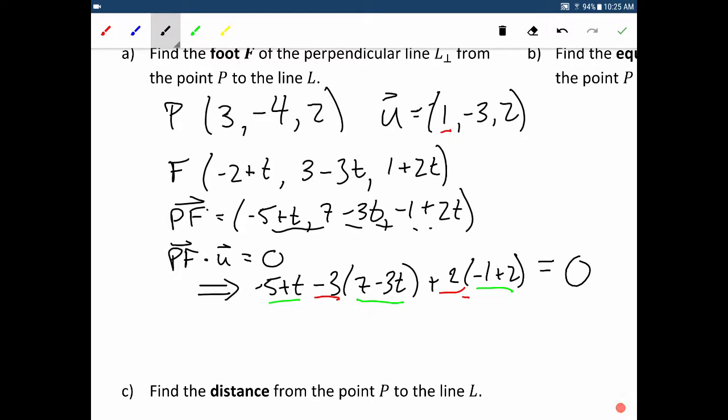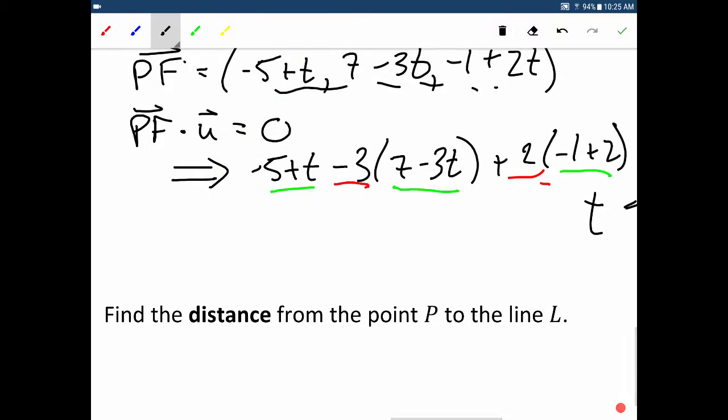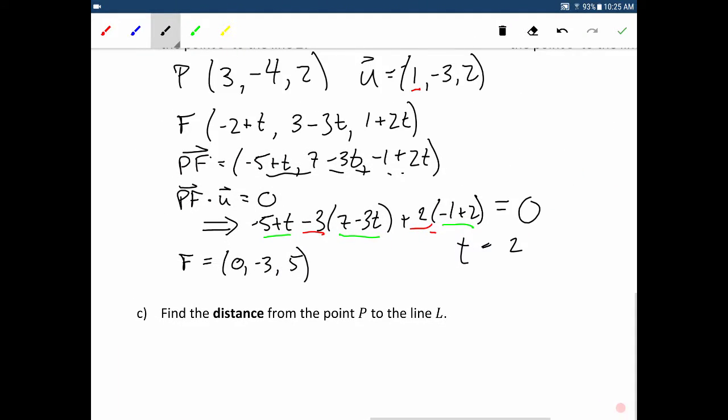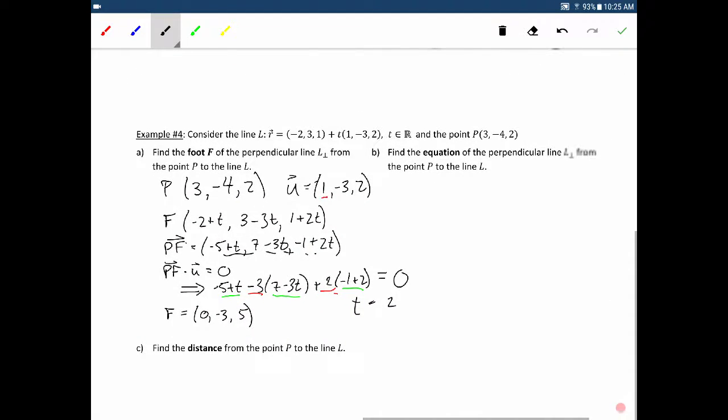So I just collect like terms, and what I get is that t equals 2. I'm running out of room because I wrote way too big here, but that means F is going to be, and I had F in terms of t, so I can just sub in t equals 2, and I get that F is equal to 0, -3, 5. And that's that.